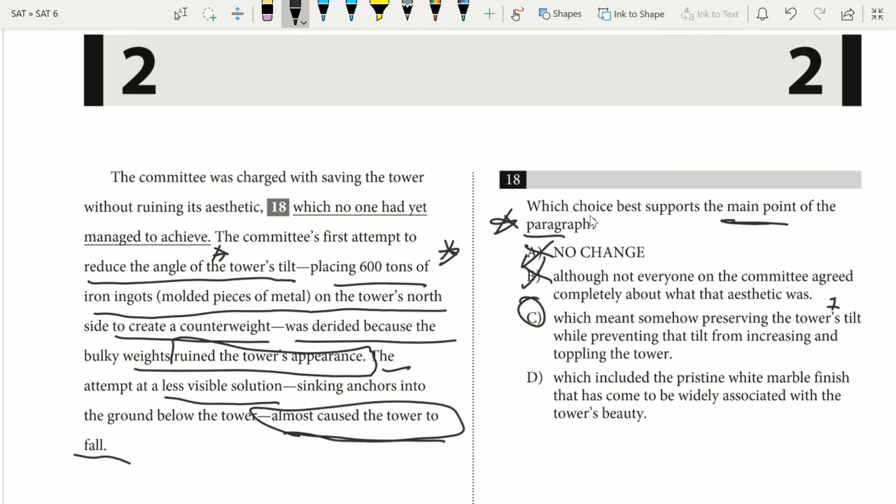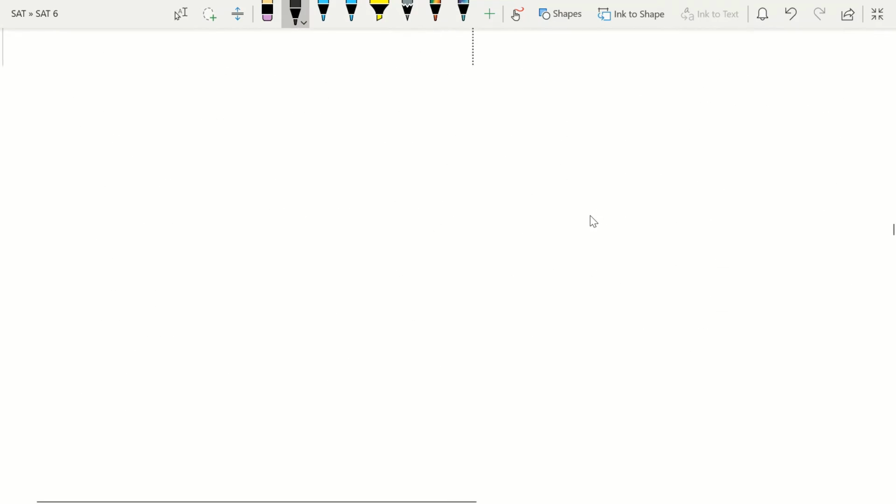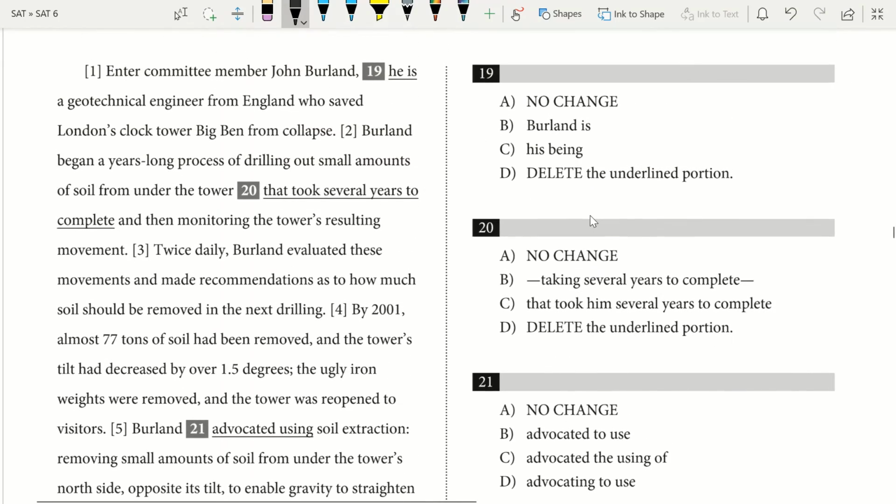And then D, which included the pristine white marble finish that has come to be widely associated with the tower's beauty. No. We want C because it's talking about how we want to preserve the tower's tilt, which is what makes its iconic appearance, and then also preventing the tilt from increasing and toppling it over. Okay, so we know our answer there is going to be C. Now we move on.